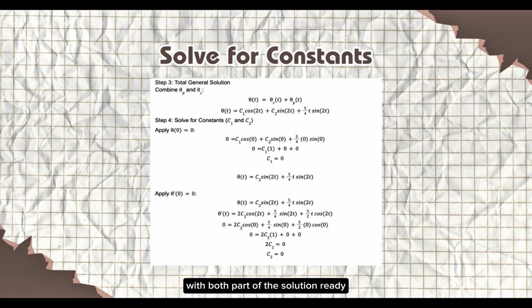With both parts of the solution ready, we combine them into one general equation. But what are the values of our constants, c1 and c2? We assume the swing starts from a stationary, vertical position, meaning at time 0, both the angle and the velocity are 0. Plugging in our first condition, theta(0) equal to 0, we find that c1 must be 0. Then by taking the derivative of the general solution and applying our second condition, the velocity at time 0, we find that c2 is also 0.